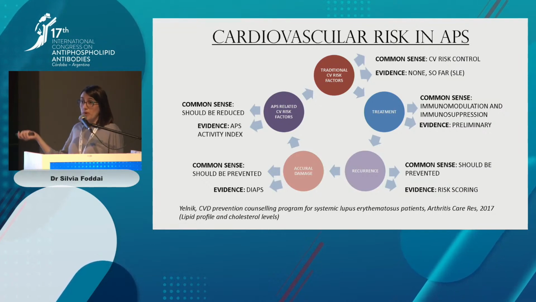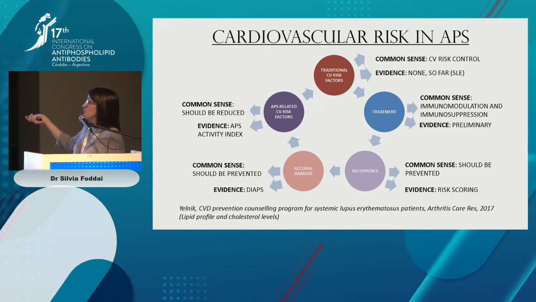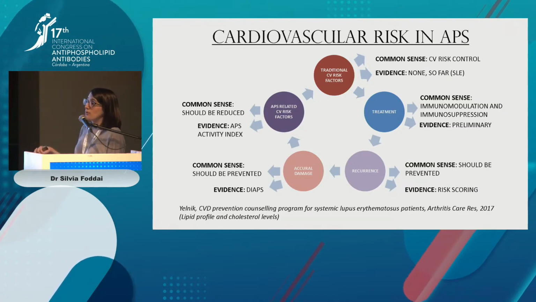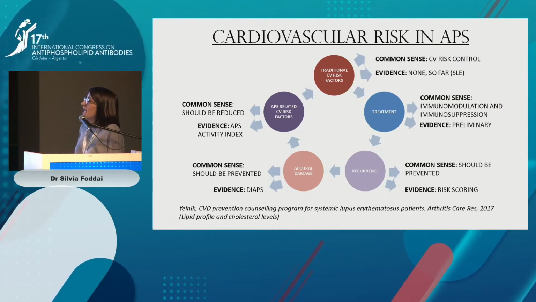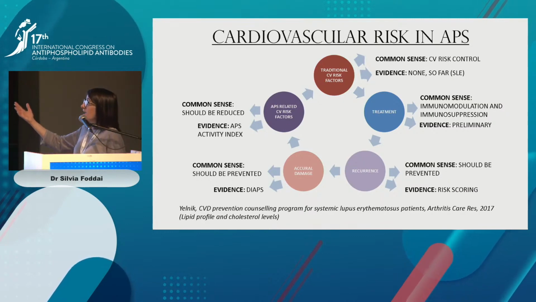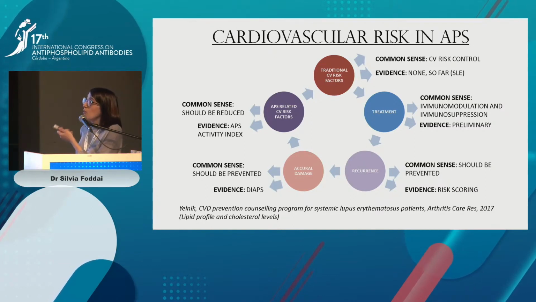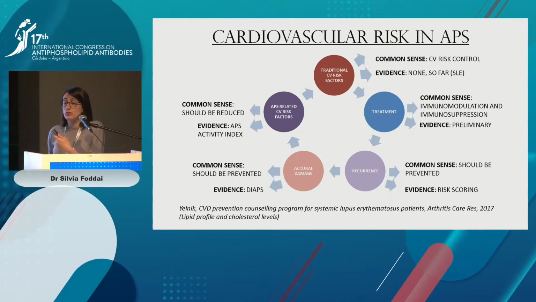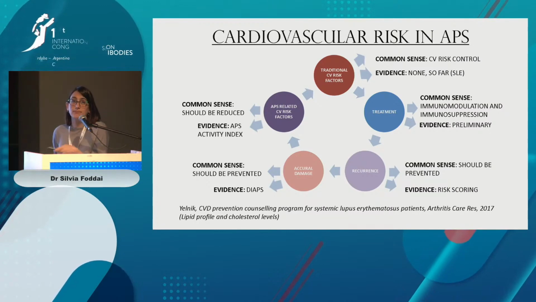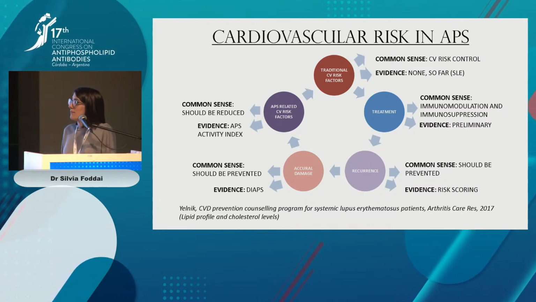When it comes to recurrence, if we have done our job well, they should be, as common sense suggests, reduced and prevented. And the evidence could help us because if we are using a risk score, the score would be lowered. When it comes to accrual damage, again, if we have done our work well, it should be prevented or reduced. And an evidence is to use the DIAP score, which tells us how much is the accrual damage. And in the end, the APS-related cardiovascular risk factors should be reduced if we have done everything correctly, and what we can use to understand if they are correctly reduced is to assess it through the utilization of the APS activity index, which is currently under preparation by a task force of the EULAR.